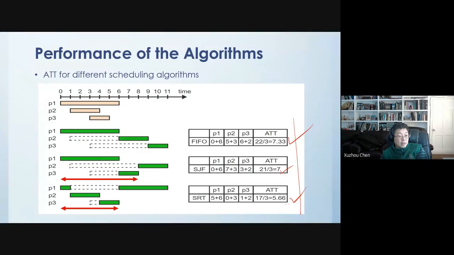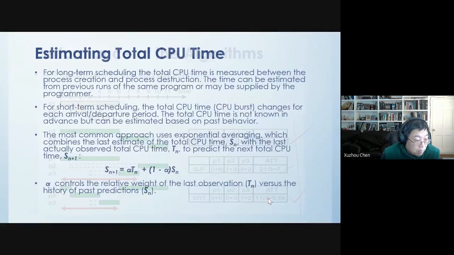Okay. So that's the other example, and we find out that the average time for FIFO is 7.33. Average time for shortest job first is 7, and the shortest remaining time first is 5.66. So still the best.